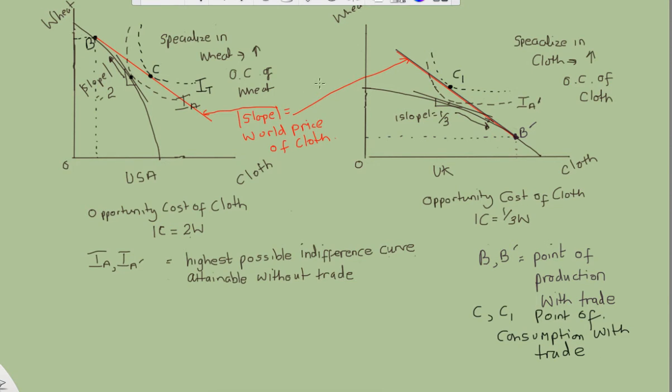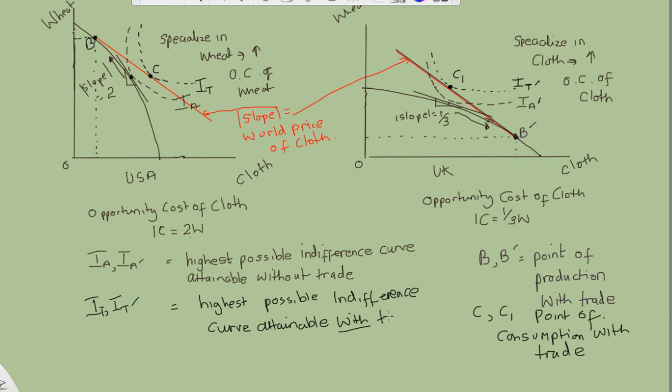And first of all, we want to notice that IT, the new indifference curve that the country enjoys, is higher. So I and IT and IT prime is the highest possible indifference curve attainable with trade, and if you've studied indifference curves, you know that that's a good thing, because it's higher, it's further from the origin. So this is another way of demonstrating that both countries are better off, because they've both achieved higher possible indifference curves.